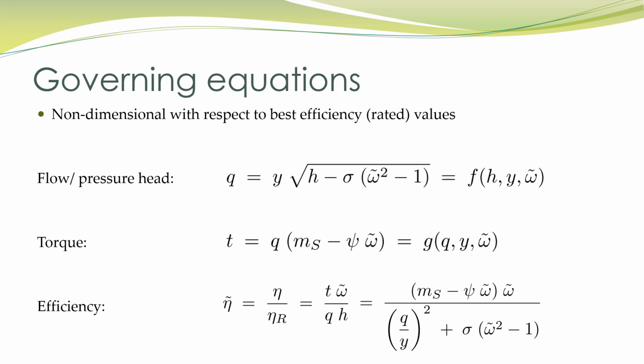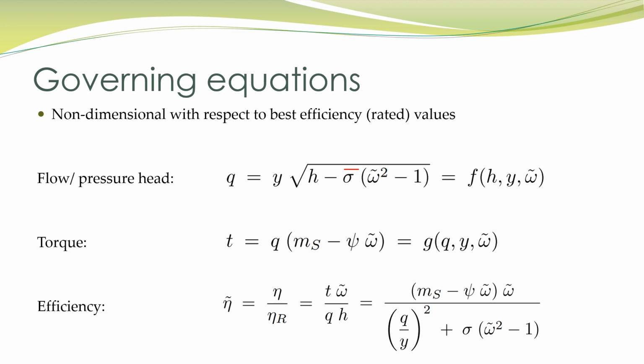The governing equations of this model are one equation for the flow rate or the head and one for the mechanical torque on the shaft. All of the parameters in these two equations are non-dimensionalized with respect to their best efficiency values, that's the rated values. So Q here is the flow rate, Y is the opening degree, and H is the net pressure head, omega is the rotational speed, and T is the mechanical torque on the shaft.